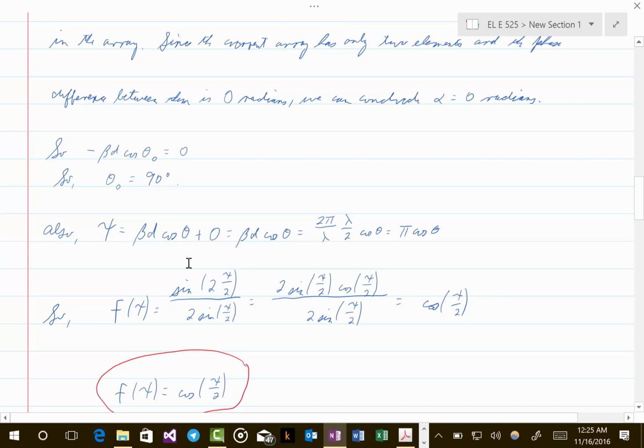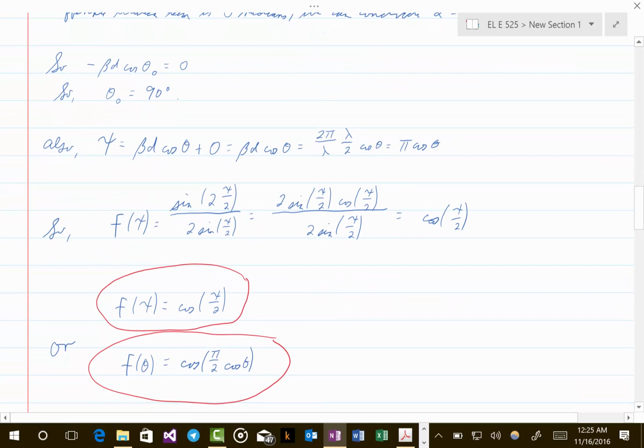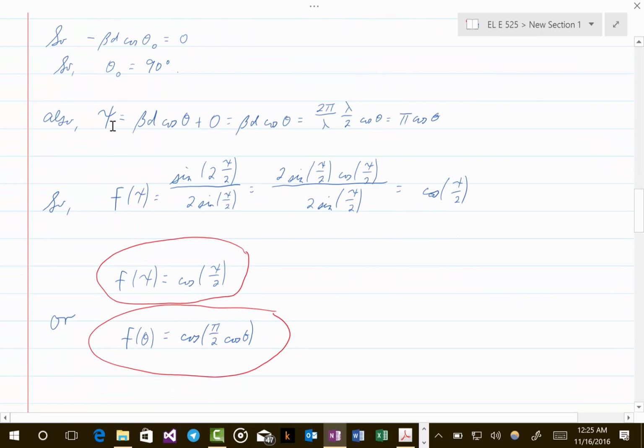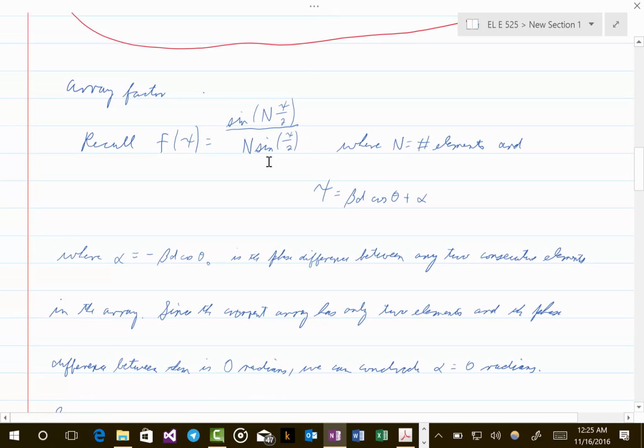So now since we have this expression for psi equal to pi cosine theta, we're ready to substitute that back into this formula for f and find a final expression for f in terms of theta rather than in terms of psi. Before we substitute for that, we'll have f of psi equal to sine of, now here, this is the formula from above.